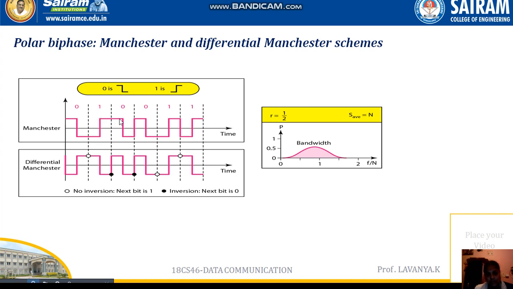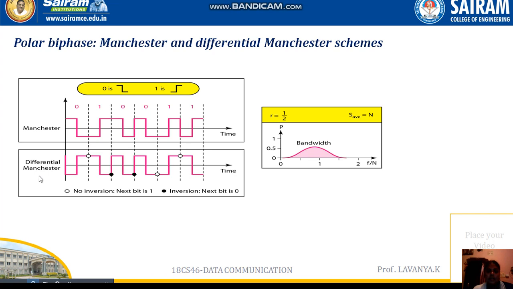If it is 0, it should be higher to lower. If it is 1, it's lower to higher. Like that we have to draw the Manchester diagram. Based on this symbol we are supposed to draw this.